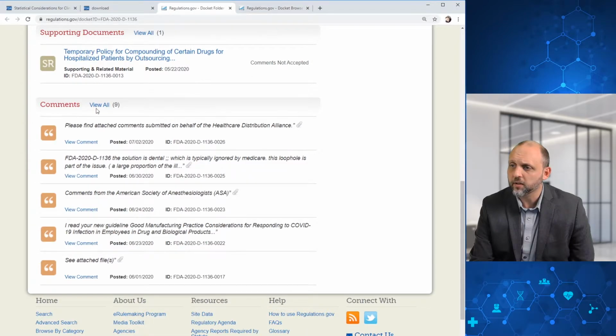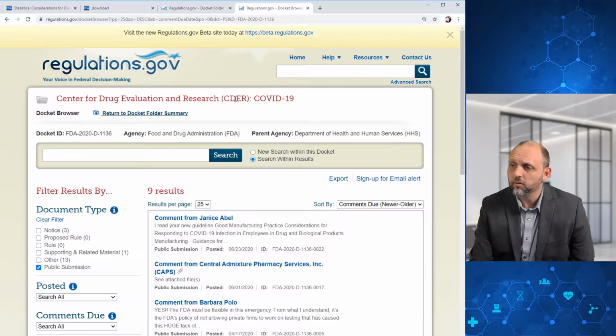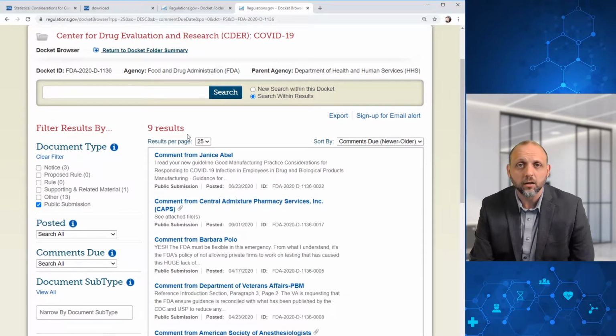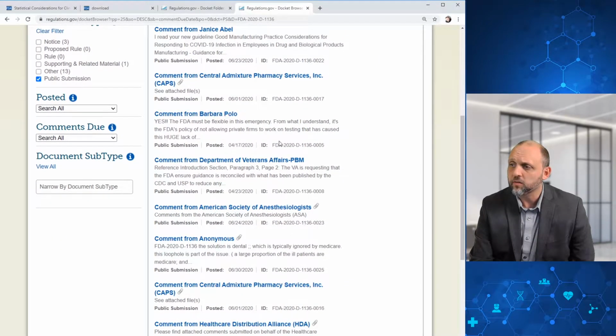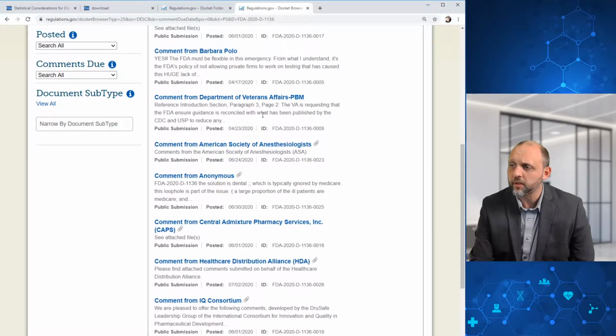So if we open up the comment section here and view all, we'll head over to take a look at 9 results, and these were from an earlier publication of this guidance document. And we see several comments from individuals as well as Veterans Affairs, and a couple other societies and larger groups.